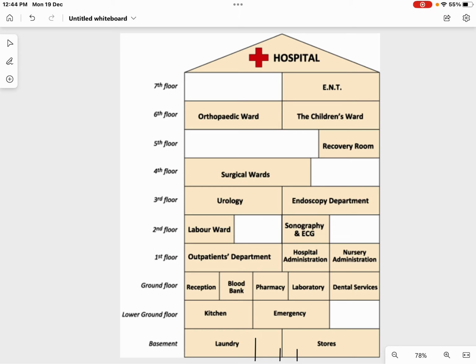And the stores are where everything is stocked. Anything that is required in the hospital, could be medicines, could be equipment, could be bandages, could be other things, could be ration for the kitchen, could be many other things. Anything and everything that is required for a hospital is kept in the stores and pulled out of there as required. So then we come to the kitchen.